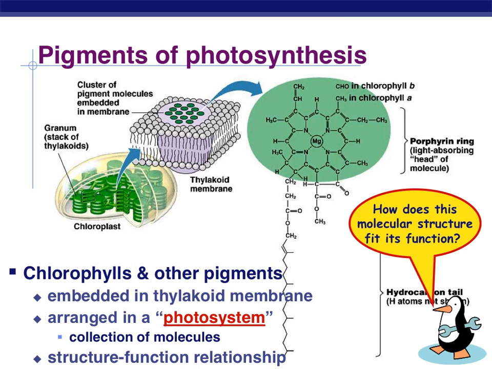Okay, so we know that we have to capture light energy, but how are we going to do it? We're going to do it using pigments designed specifically for photosynthesis in the form of chlorophylls. There are two kinds of chlorophyll, chlorophyll A and chlorophyll B, and then some other pigments. All of these pigments are embedded in the thylakoid membrane, and they're arranged in what we call a photosystem. A photosystem is just a collection of molecules that all help with the process of photosynthesis. It's their job to harness light energy.